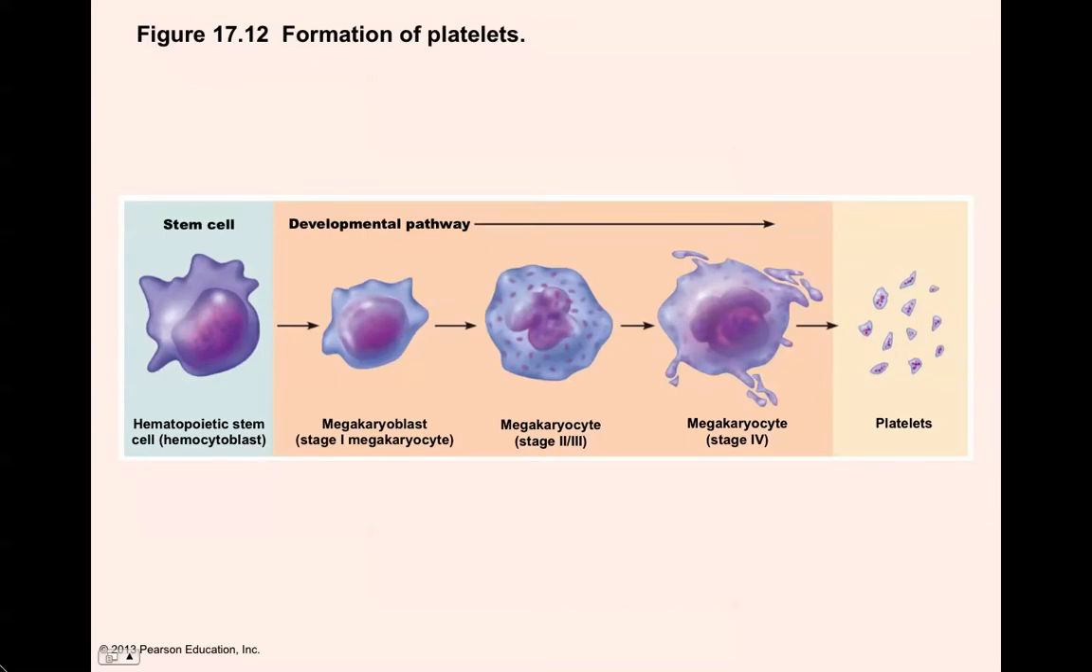And here's our developmental pathway, starting from the hematopoietic stem cell. The megakaryoblast is the first step, then the megakaryocyte, and you can see this huge nucleus, mega meaning large. Megakaryocyte, and this will bust into little pieces, which now we call platelets.